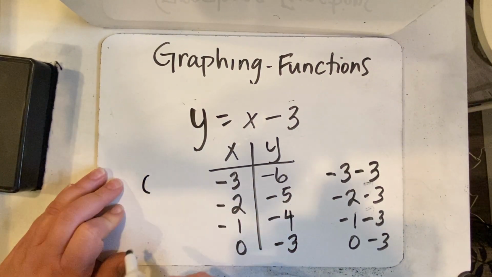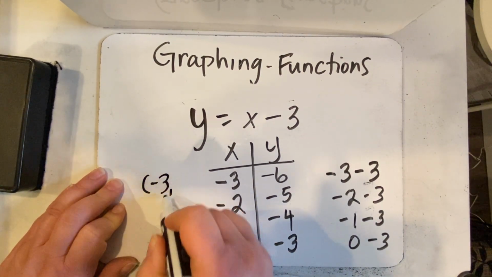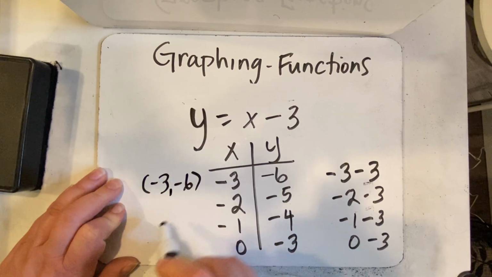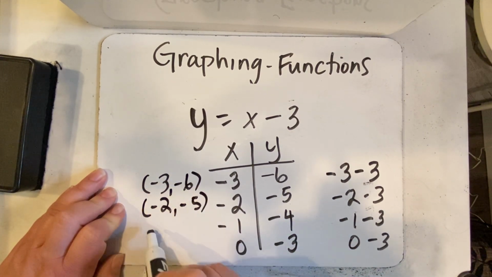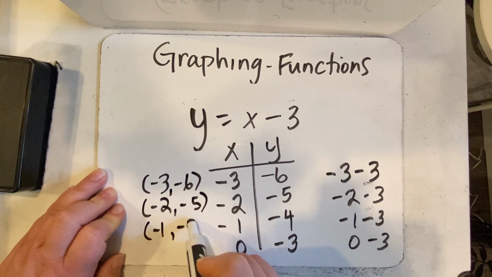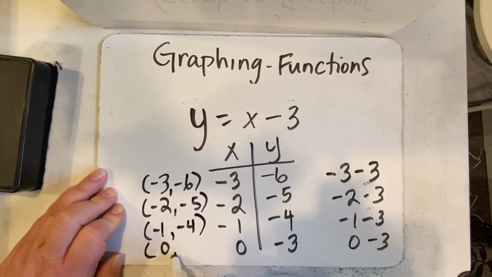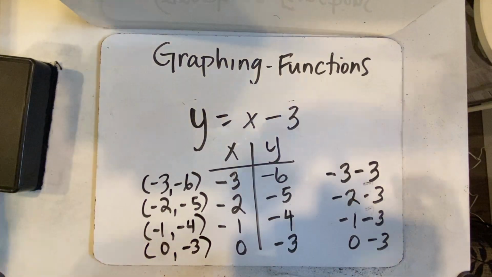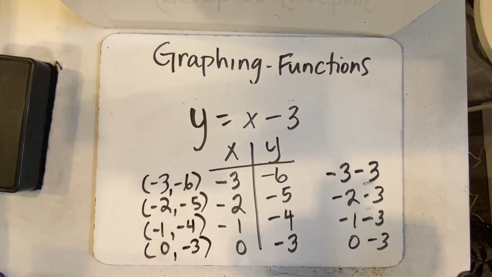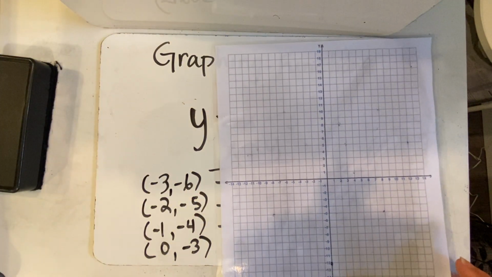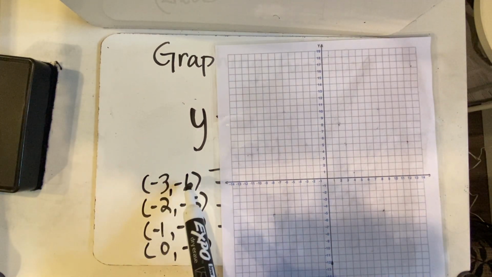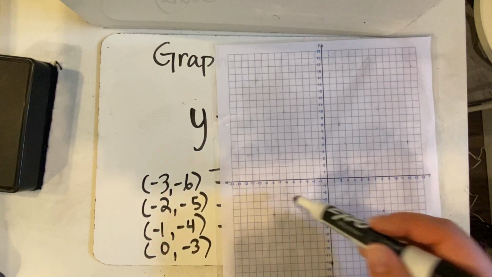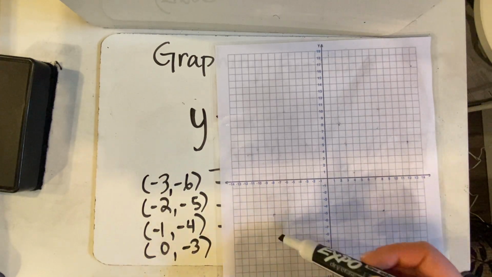I'll always write my ordered pairs with my x value and my y value just so I know exactly what to plot on my graph. My 0, -3. And then I'll get out my graph to do that graphing. So let's see what quadrants we're in this time. So you can see that I have a negative x value and a negative y value. So that puts us into quadrant 3.